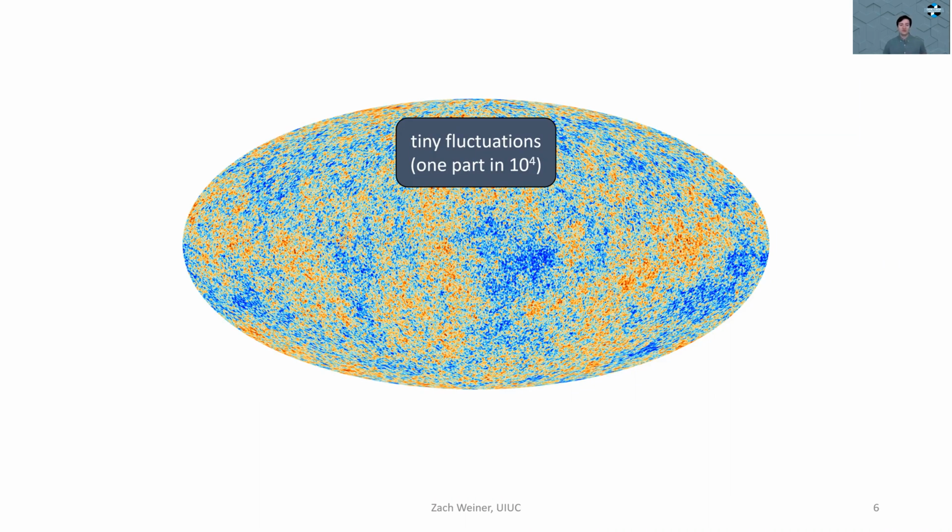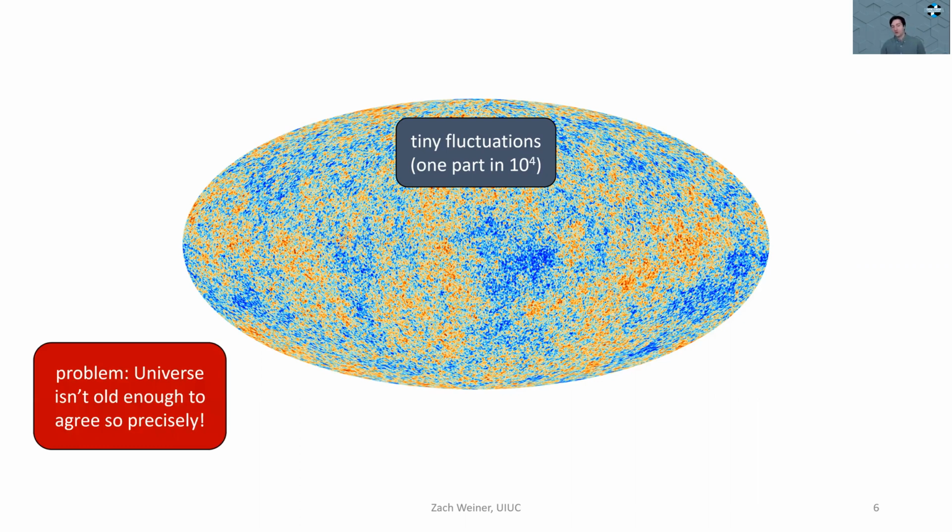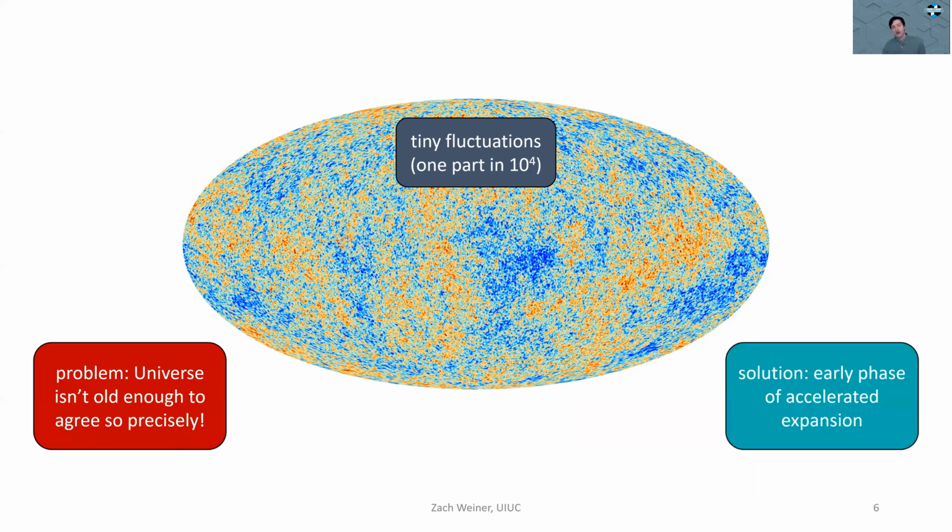And this immediately poses one of the biggest problems in the old theory of the Big Bang, which is that the universe isn't old enough for it to completely agree on the temperature of the photons across such disparate length scales. And it turns out that our leading solution to this problem is to invoke an earlier phase of accelerated expansion, which gives a causal mechanism for disparate parts of the universe to know to be at the same temperature.